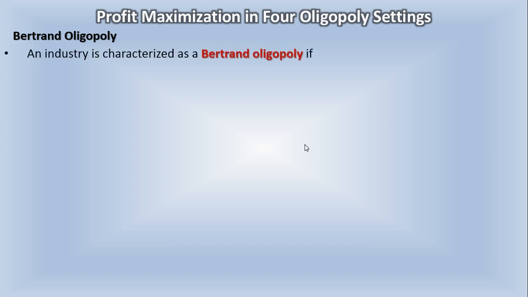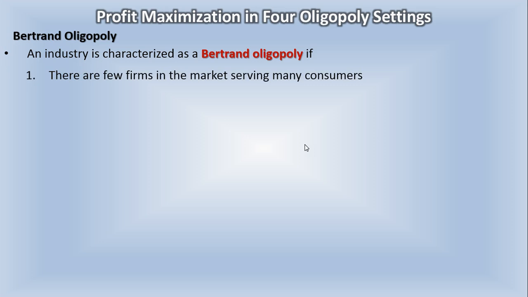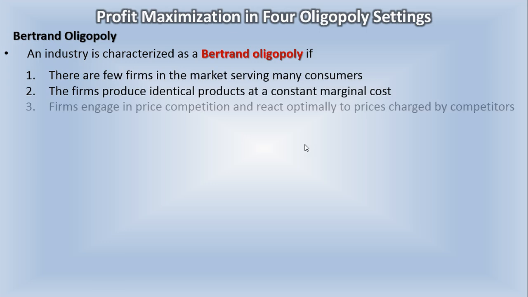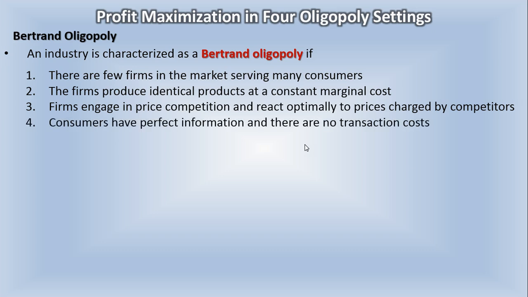So an industry is characterized as a Bertrand oligopoly if there are few firms in the market serving many consumers. The firms produce identical products at a constant marginal cost. Firms engage in price competition and react optimally to price changes by competitors. And consumers have perfect information and there are no transaction costs. So it's price competition that defines this market, much like the Sweezy oligopoly.